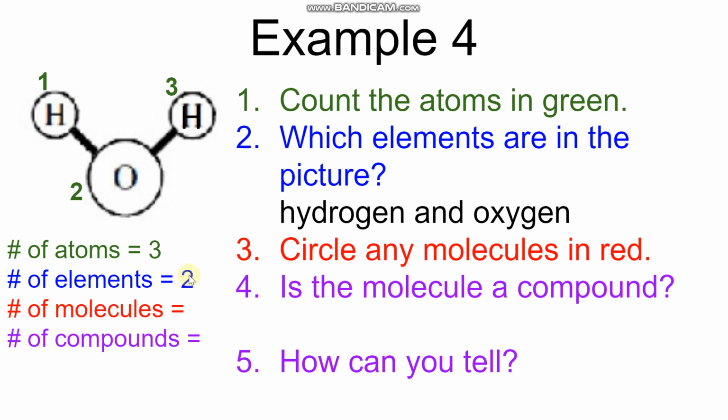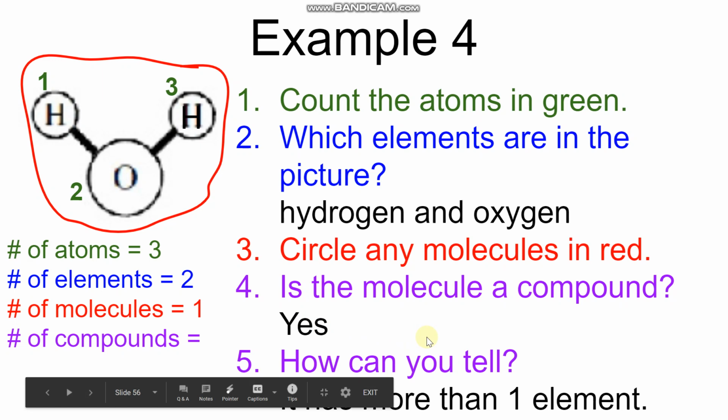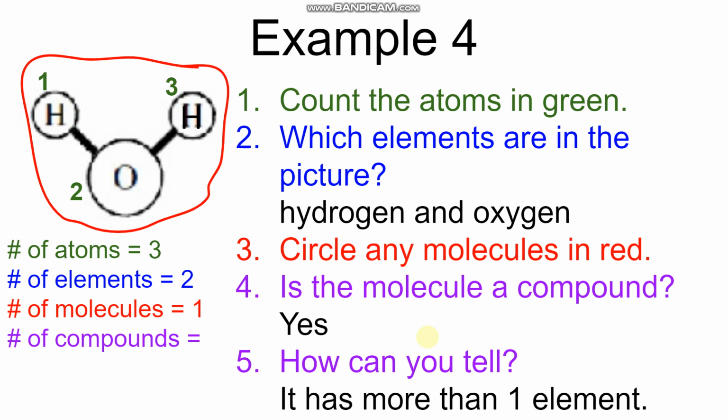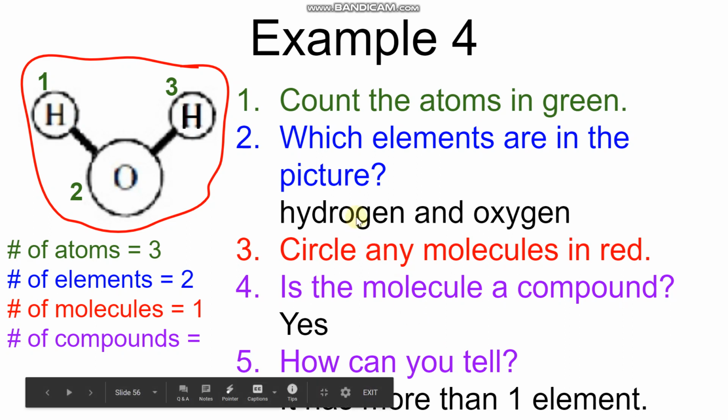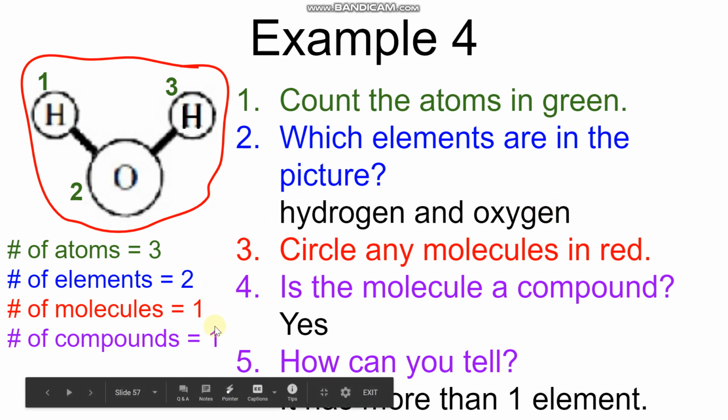Circle any molecules in red. So we're going to circle this whole structure because it's all bonded together, right? The H is bonded to the O, and the O is bonded to the other H. Okay, so that means that we have one molecule. Is this molecule a compound? Yes, it is. How can we tell it's a compound? Well, we can tell because it has more than one element. And when this goes away, you'll see that. It has more than one element, so it has hydrogen and oxygen. Okay, it has more than one element, and so then this structure should have one compound.